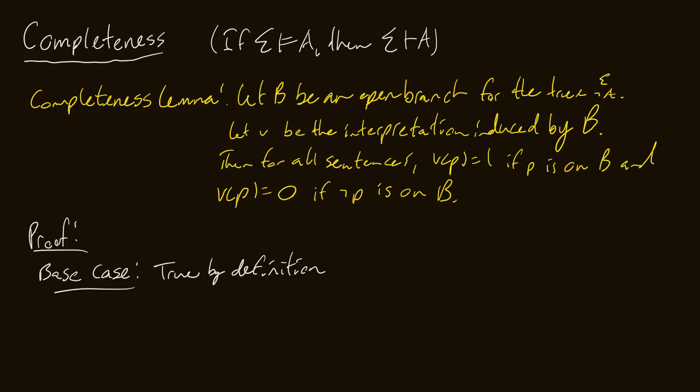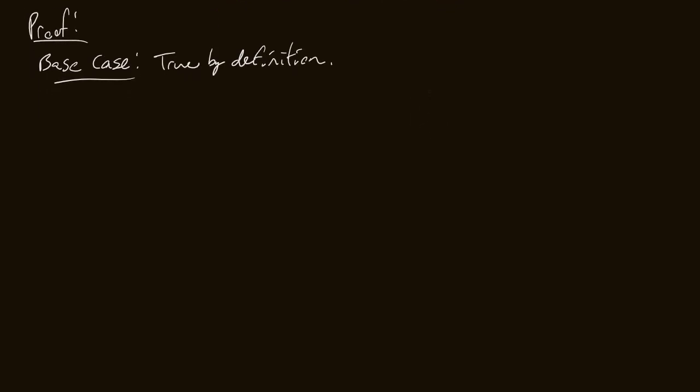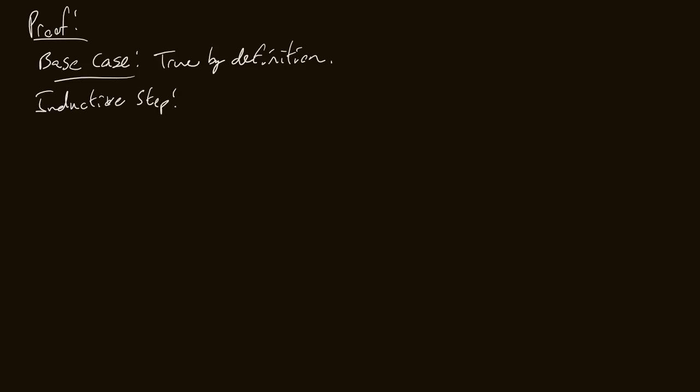I think we defined valuation loosely in the last video, where we said the valuation of a parameter P is 1 if P is on B, and it's 0 if not P is on B. So our base case, when we're looking at a parameter, is just true by definition. Now, here is our inductive step. Let's scroll down a little bit. Let's make some room. Here is our inductive step. Assume the lemma is true. Like I said, we assume the lemma is true for some more stuff, and then we use that to prove that it's true for everything.